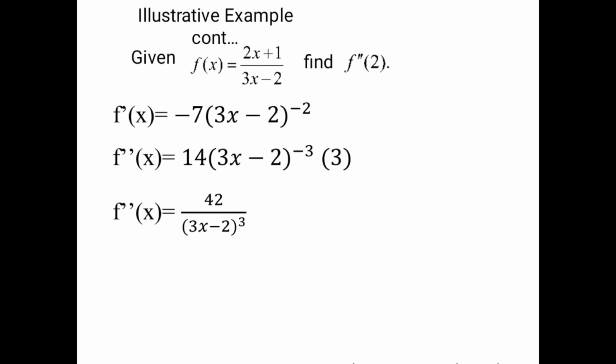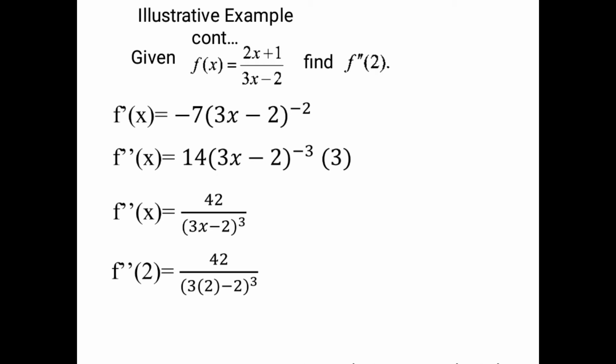And then transform the equation into fractional form. That's why our quantity 3x minus 2 raised to negative 3 goes down here and becomes our denominator, and the exponent will be positive. Since we are looking for the second derivative with the function 2, we need to substitute 2 to our variable x. And it will look like this: 42 all over 3 times 2, because we substitute 2 to our x, minus 2, and then cubed.